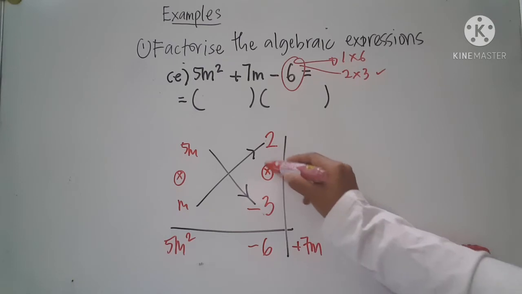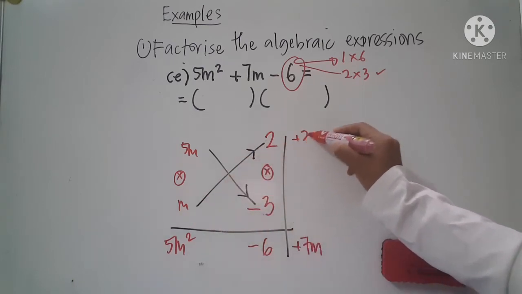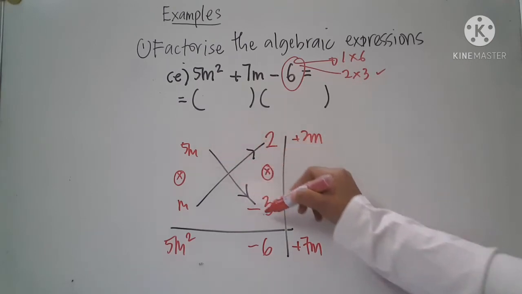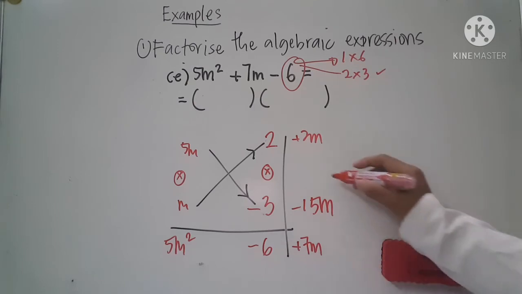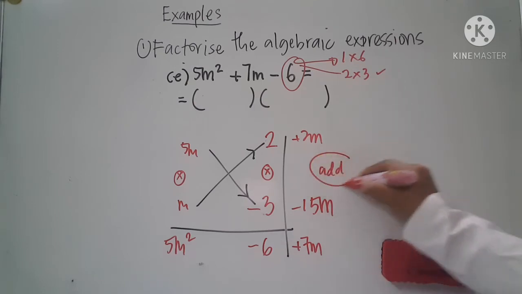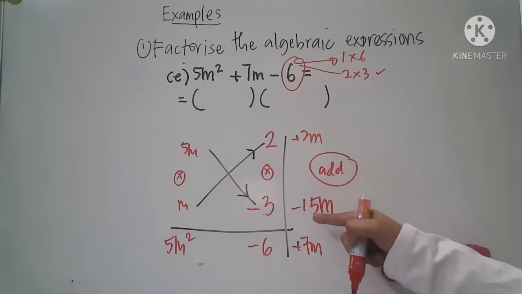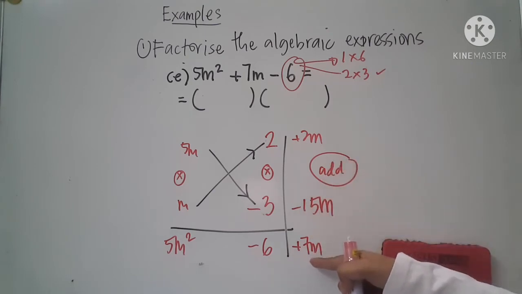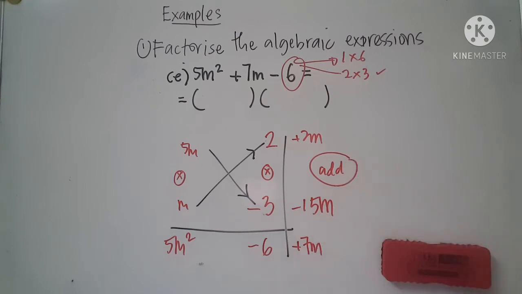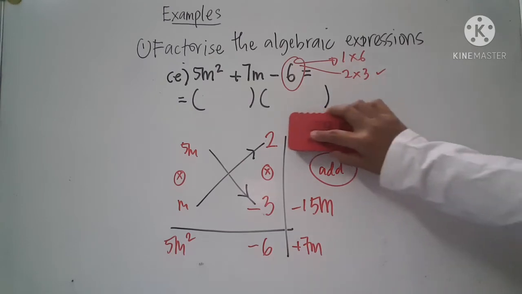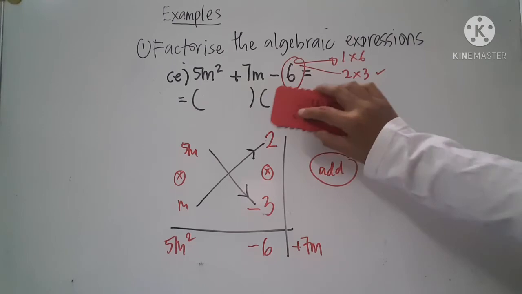2 times negative 3, negative 6. 5 times positive 2, positive 2m. 5m times negative 3, negative 15m. What will happen when we add up? Positive 2 plus negative 15 is negative. So can we get the answer here? No, we cannot. Therefore, we cannot write the answer in this format.